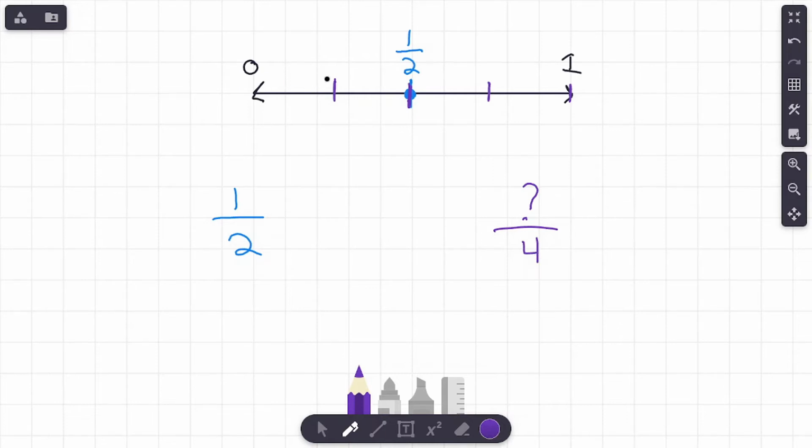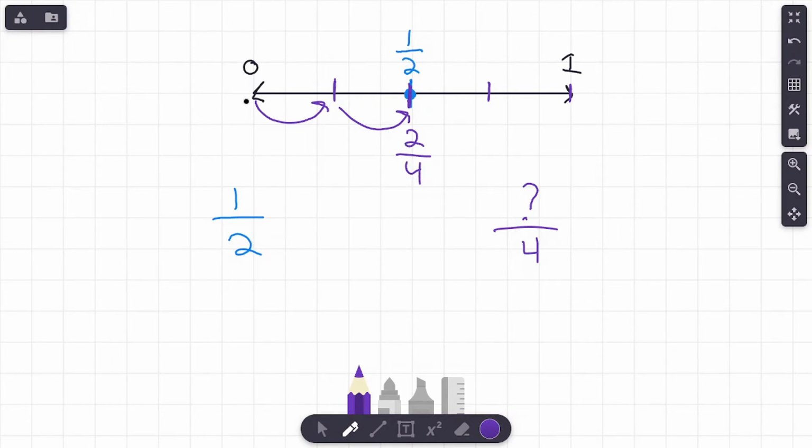We're going to go 1, 2. So what's this fraction right here, y'all? This fraction is 2 fourths. Do you see how those two fractions are equal?